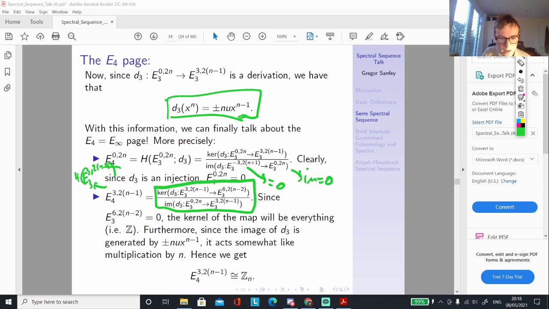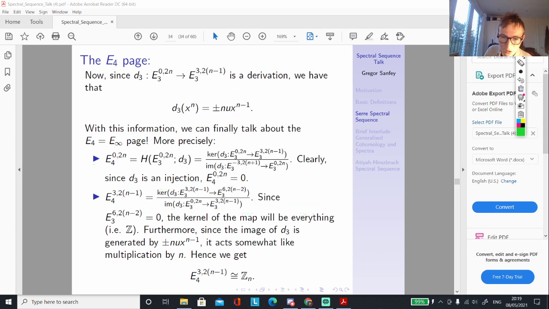Now, the kernel of the map is going to be everything, because the target, E6, is out of our zone, which is 0. So the kernel is going to be everything. So on top, we're going to pretty much get the integers, because E3 at 2n minus 1 is the integers. And then what's it going to be mod? Well, remember how I said that this was kind of like multiplication by n? That reasoning does actually work out. So we get nZ, or Z, sorry, and so we're going to get the integers mod n.